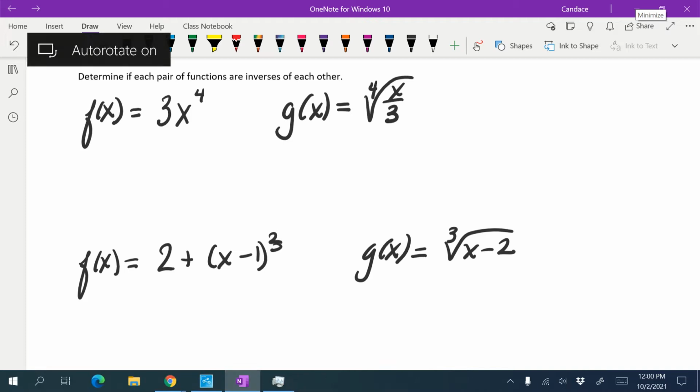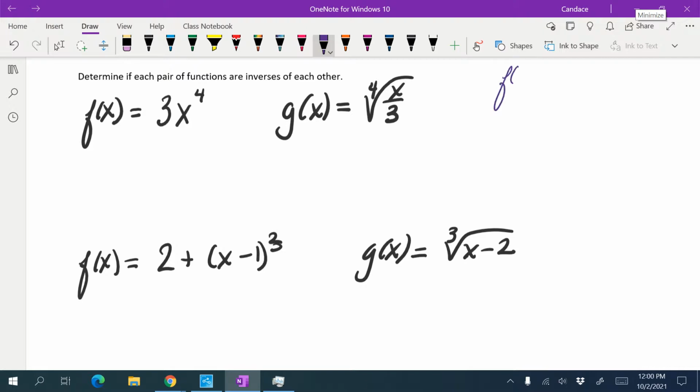In this video, we're going to talk about how we determine if a pair of functions are inverses of each other. So on a problem like this, you would definitely need to show your work because you have to prove to me that when we do the two function composition, so when you compose f of g of x, that it equals x, and then when you compose g of f of x, that it also equals x. If you get one or the other of them not to equal x, then they're not inverses of each other.